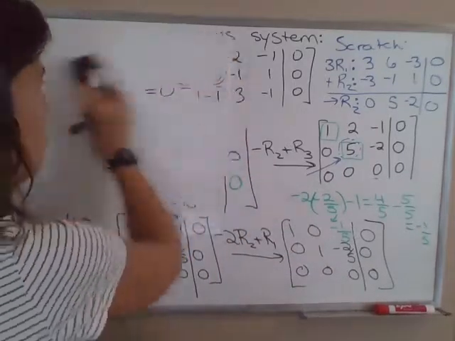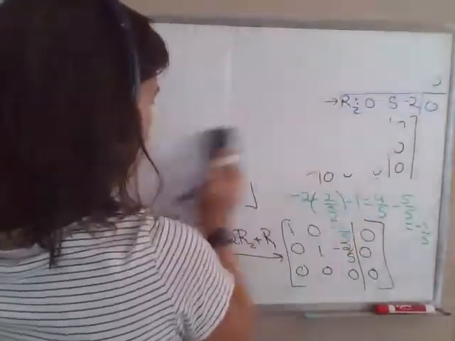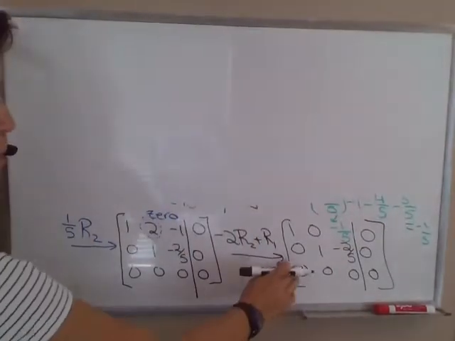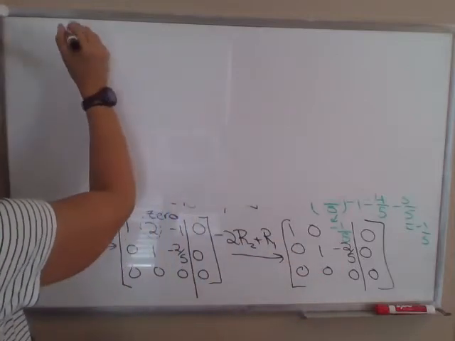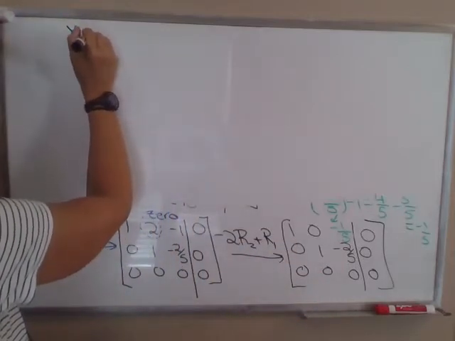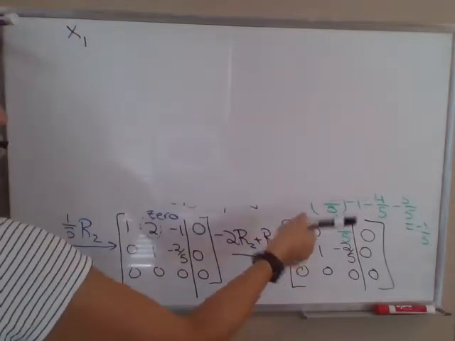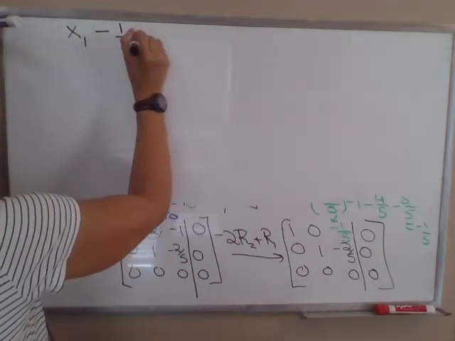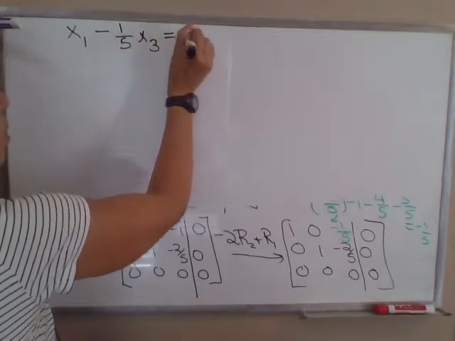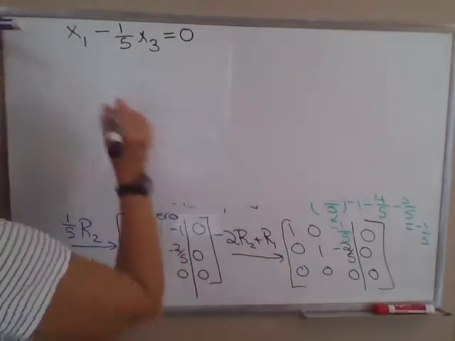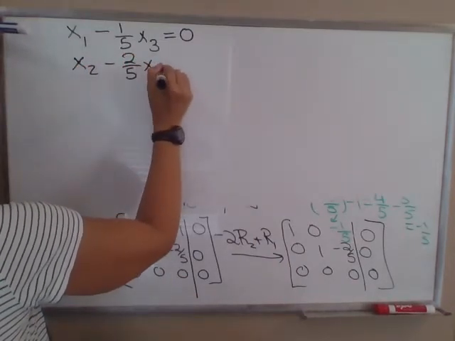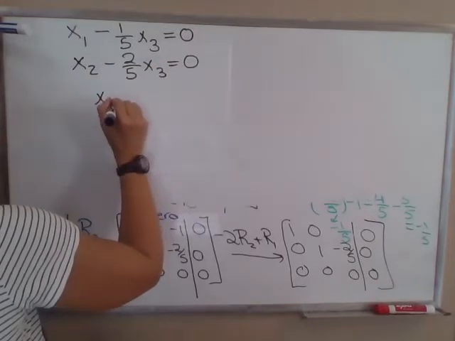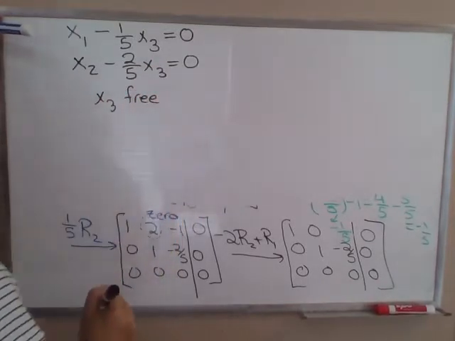Now we want to write the solution set, and this is something we want to focus on in this section. We reduced it all the way to this form. If I write the corresponding equations, row 1 gives me this equation: 1 times x1, 0 times x2, minus 1/5 times x3, which is our free variable, equals 0. Row 2: 0 times x1 plus 1 times x2, minus 2/5 times x3, which is our free variable, equals 0. x3 is our free variable.